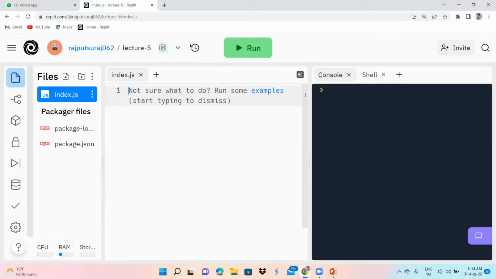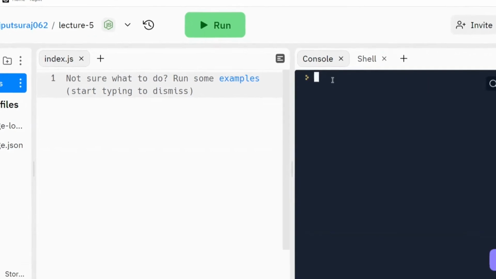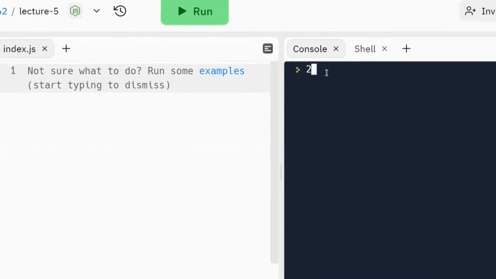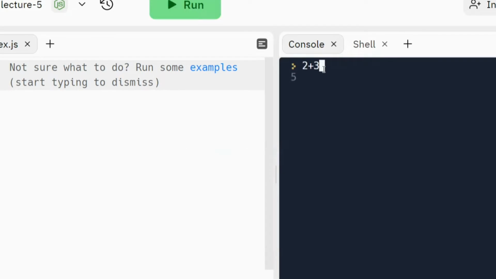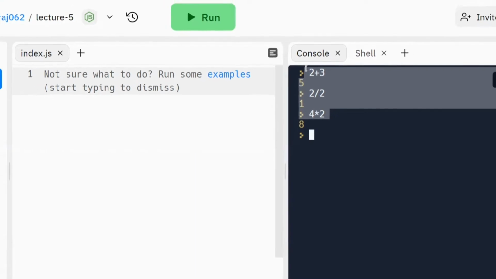Now we are going to write here in the console area. You can see we are in the index.js file. If we want to add two numbers, we write 2 plus 3. 2 plus 3 is what? 5. 2 divided by 2 is what? 1. And 4 multiplied by 2 is what? 8. You can see that the approach is the same as what we solve in our mathematics classes.